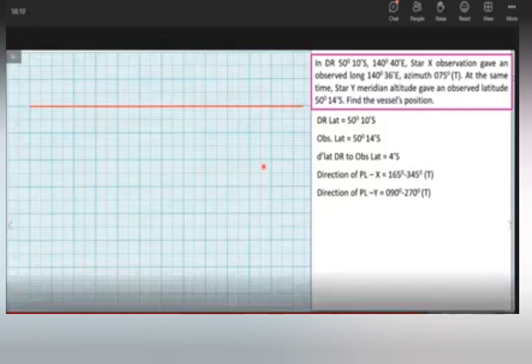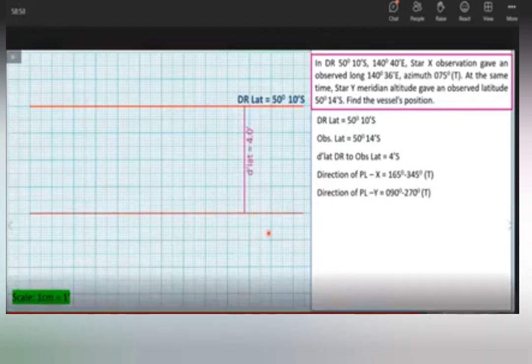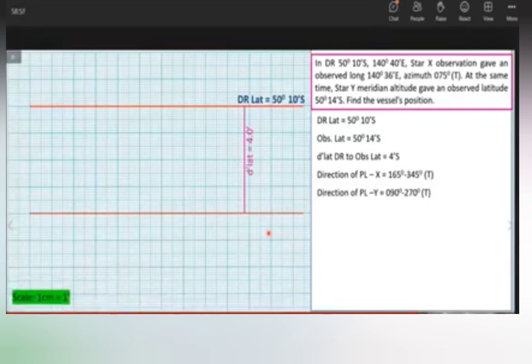Very good. We have this DR latitude, the parallel coming out here. Then we decide on the scale that we would like to use. As far as graph in the background is concerned, one big box is 1 centimeter. Without graph, we can take 1 centimeter as 1 minute. So the observed lat has to be 4 minutes south of the DR. So we go 4 minutes south, D lat 4 minutes south, and we draw the observed parallel of latitude out here. So okay beta, two latitudes are plotted. Any doubt up to here? No sir.